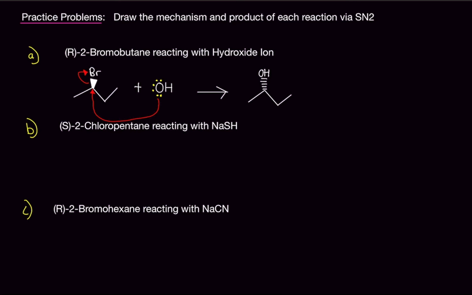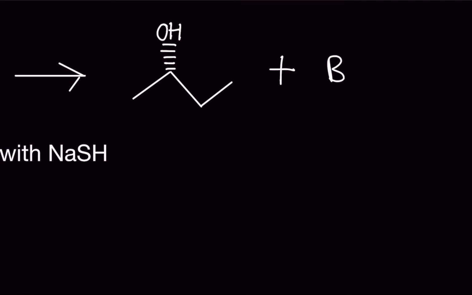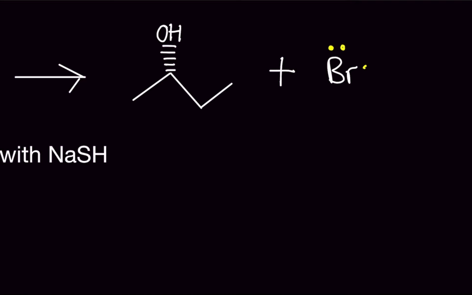So we must complete the actual mechanism. You must draw in the bromine that we kicked out. If you do not draw this on an exam, you will get it wrong. Because if you don't draw this, it's basically saying, where did the bromine go? Right? It had to go somewhere. There we go. And that's how you do it.